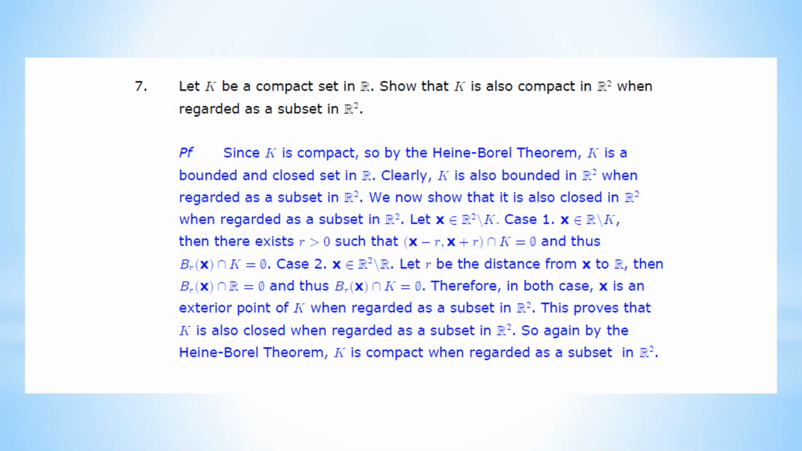But you can also think about the other way. Suppose now you have a two-dimensional set K which is compact in R2, and then you can look at the restriction of K on the real axis. The restriction should also be compact. So this result is a two-way result. Compact in R implies compact in R2. Then if you have a compact set in R2, the restriction will be compact in R. Think about this by yourself.